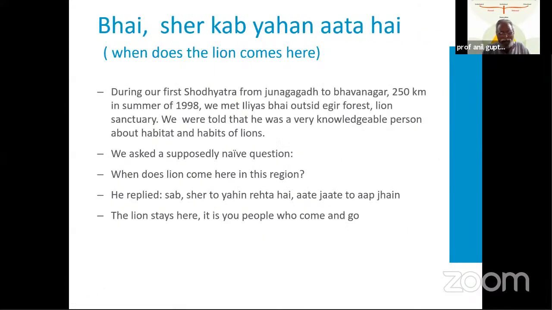And let's see another funny encounter we had during our first Shodhyatra. We were in a village near Bheel Forest in Junagadh. There's a lion sanctuary, as you know, the only sanctuary where Asiatic lion is found. And we stayed in their sanctuary actually overnight that night. But before we reached the lion sanctuary, on the outskirts, there was a person, Ilyas Bhai, who used to live there. And we were told before in the previous village that he's a very knowledgeable person and you can ask him any question about lion behavior and so on.